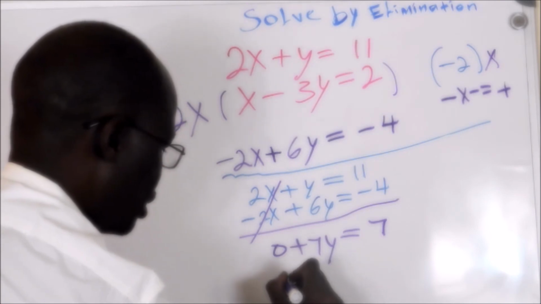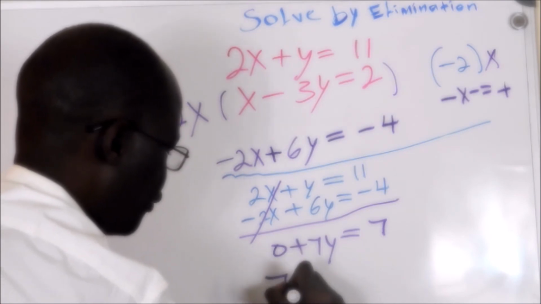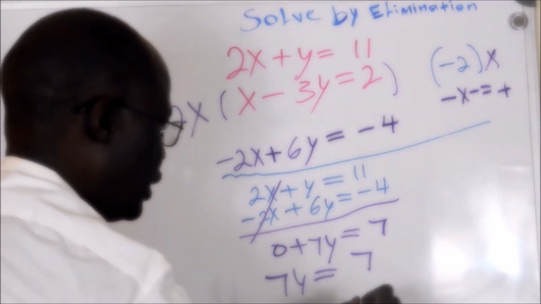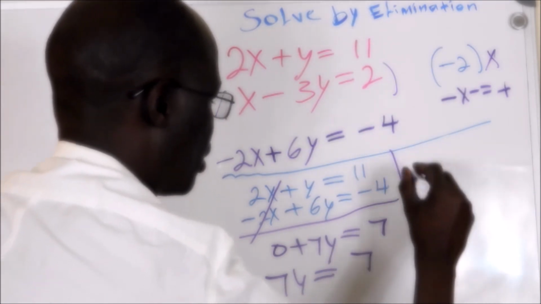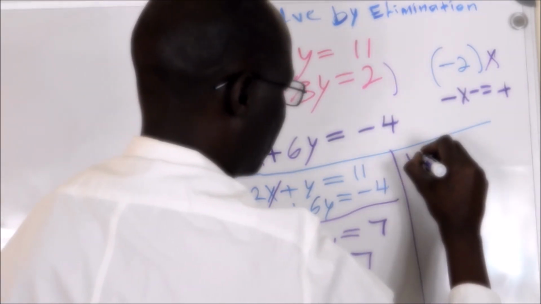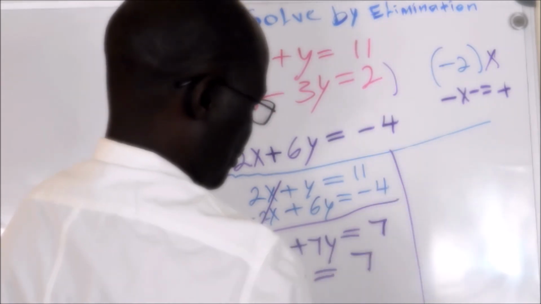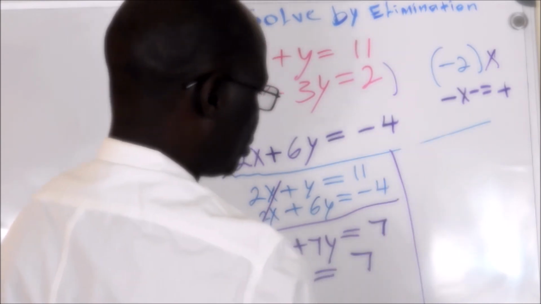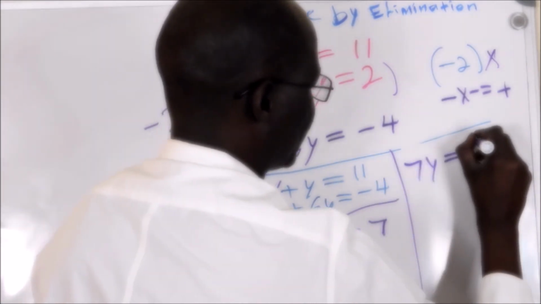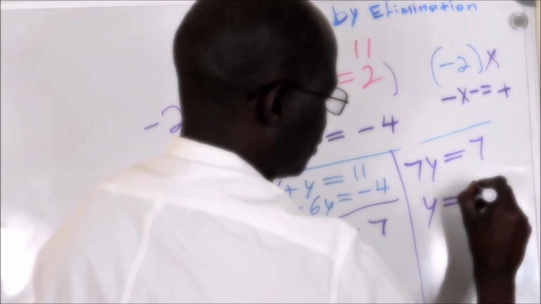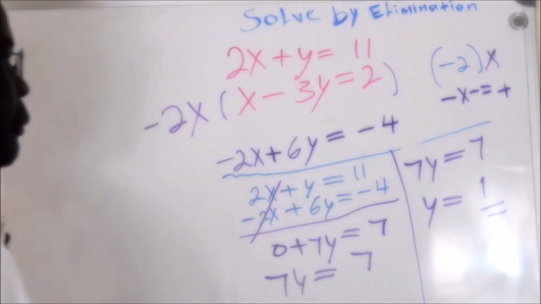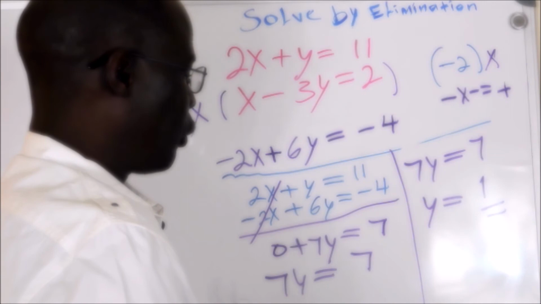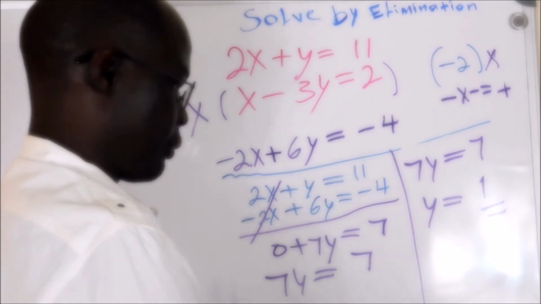That means 7y equals 7. So 7y equals 7, that means y equals 1. From here, you can find out the value of x.